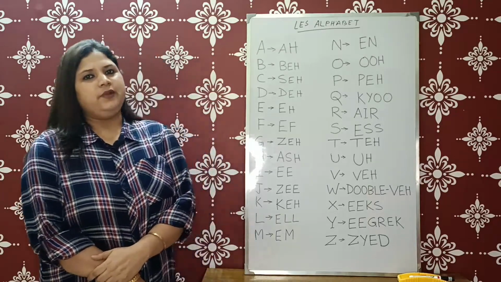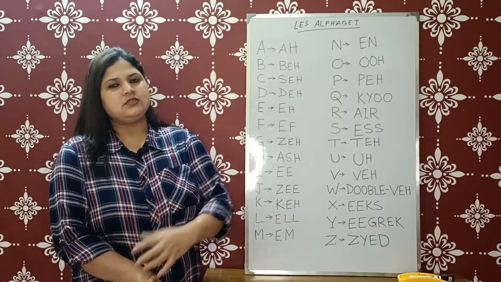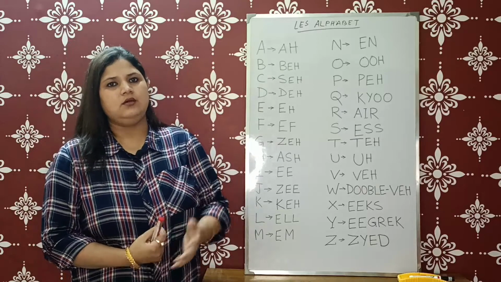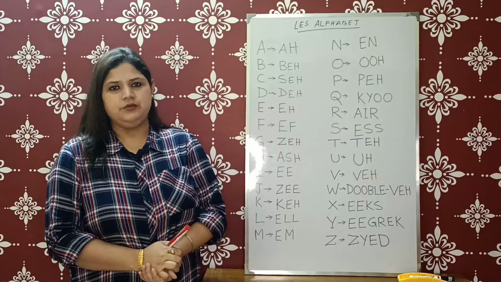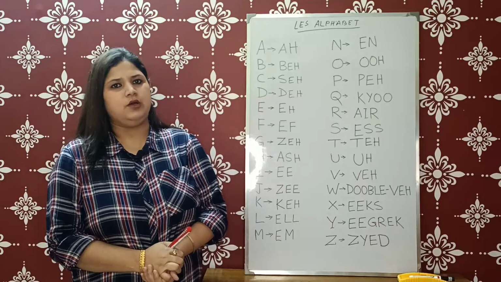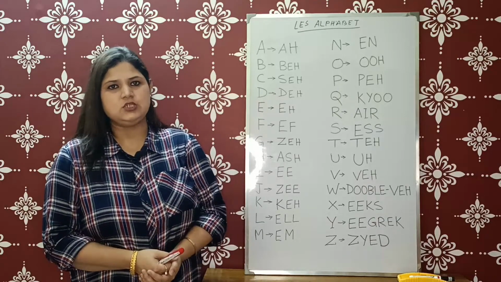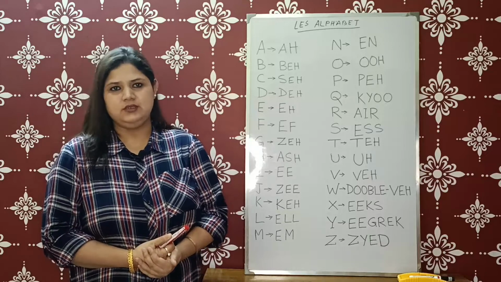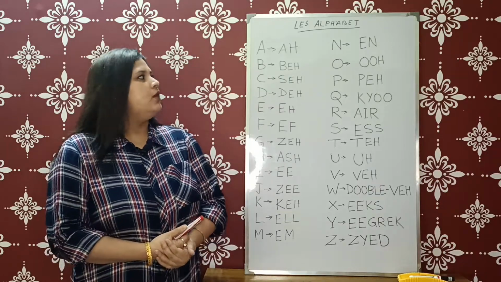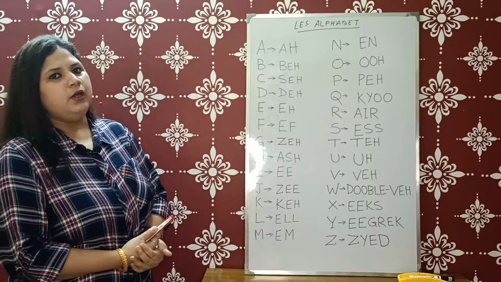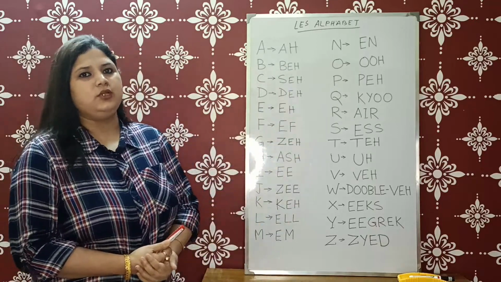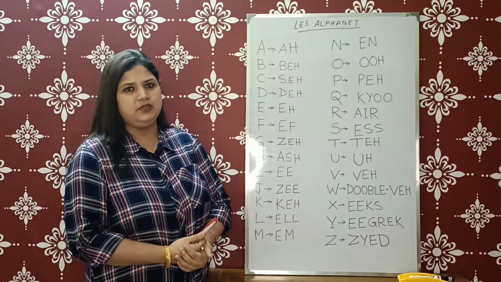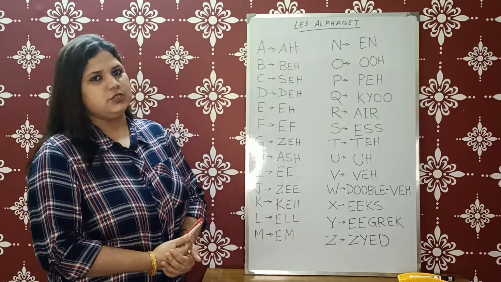The French alphabet is absolutely similar to the English alphabet. Okay, the pronunciation will be different, and I will teach you how to pronounce the ABCD in English and the ABCD in French. I will show you the chart of the total 26 letters of the alphabet in French and their pronunciation.